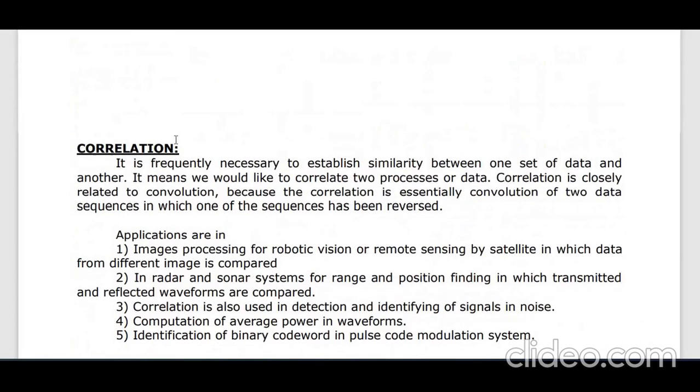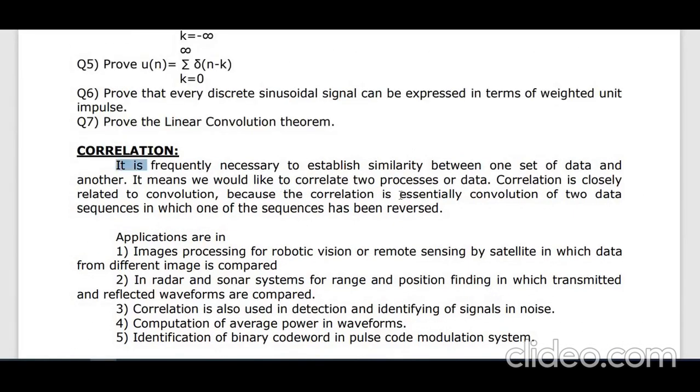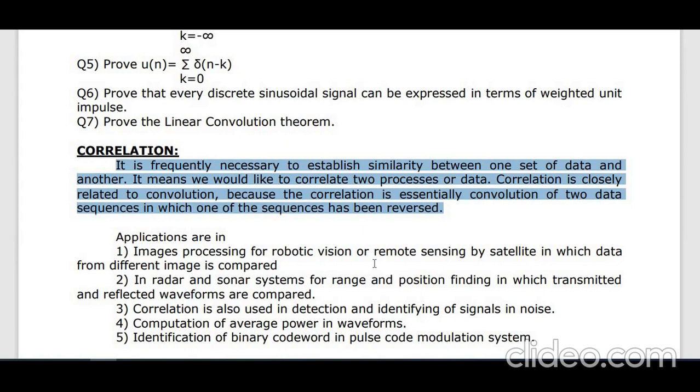Basically, it is a frequency necessary to establish similarity between one set of data and another. Because basically whatever we are going to write, we will write in the frequency format. It means we would like to correlate. We will try to find out the relation of each and every one.